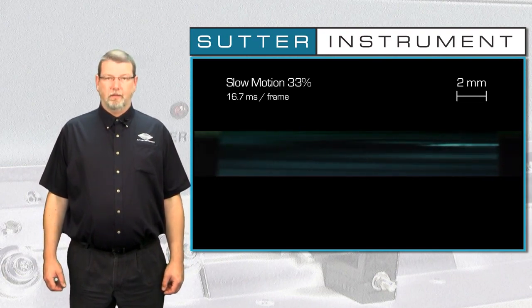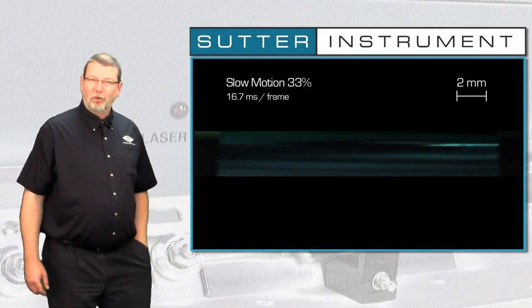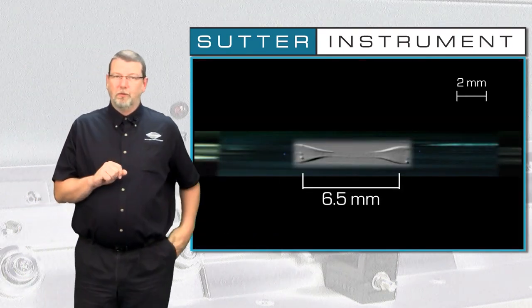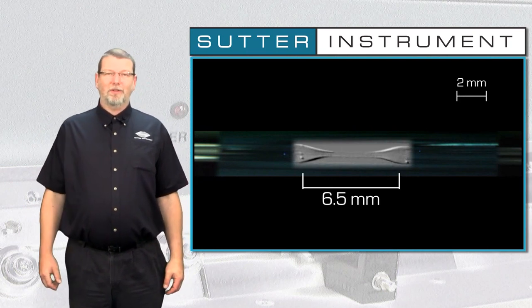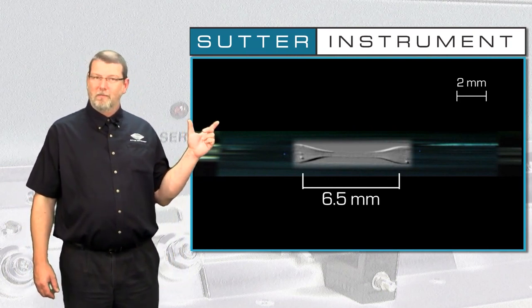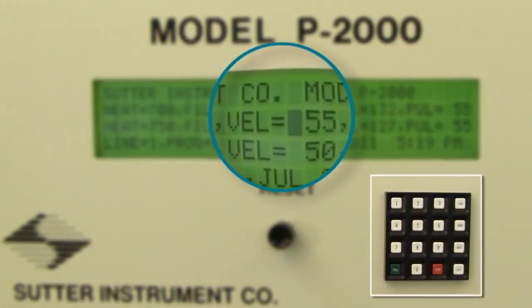In the meantime, the pipette has finished pulling. So let's rewind and take a look at the hourglass the first heating cycle has produced. If what I just told you is true, a higher velocity should give us a longer hourglass than those 6.5 millimeters, correct? To test my hypothesis, we're changing the velocity on line 1 from 55 to 80.